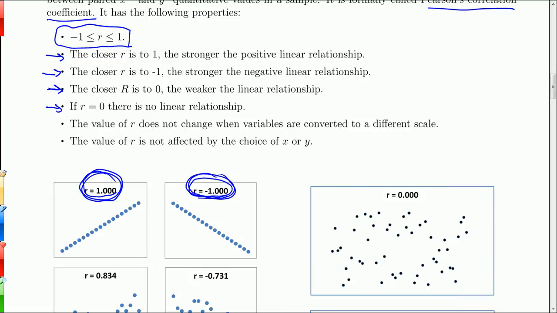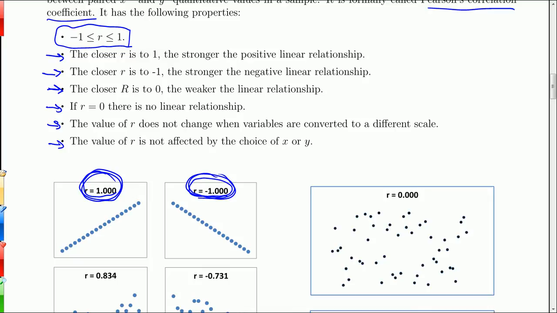Okay. A couple of properties. The value of R does not change when the variables are converted to a different scale. For example, when we had cricket chirps and temperature, that was in chirps per minute and temperature in Fahrenheit. If I had switched that to, say, chirps per second and temperature in degrees Celsius, the correlation coefficient would not change. And the value of R is not affected by the choice of X and Y. In other words, if I switched cricket chirps and temperature, if I put the other one on the x-axis, switch that original x-axis to the y, the actual correlation coefficient would not change.